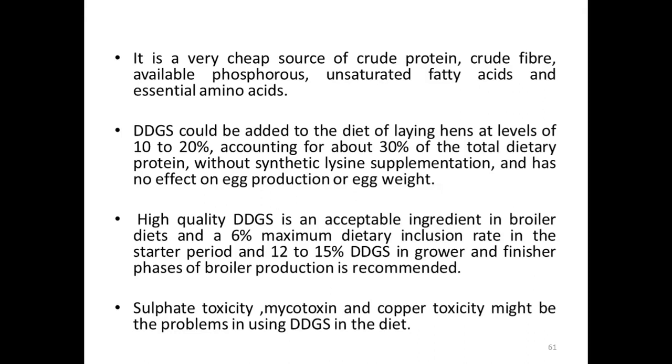Therefore, in broilers, high quality DDGS can be used at 6% in young age, and in finisher 12 to 15%. And in layers also, we can use up to 20% of the diet.